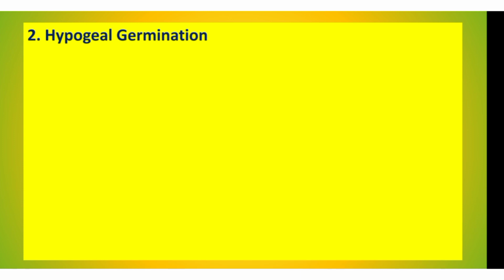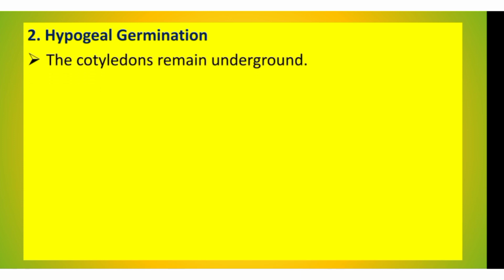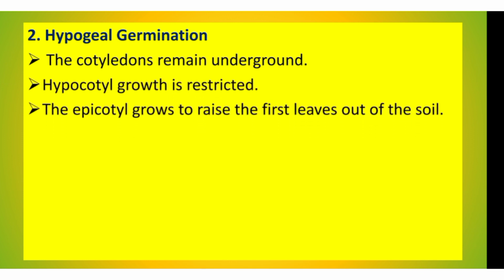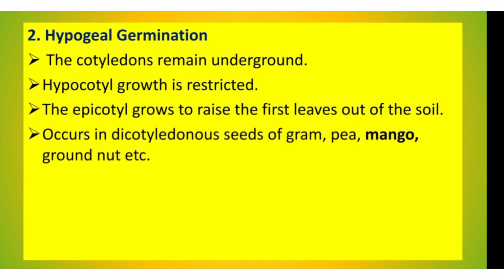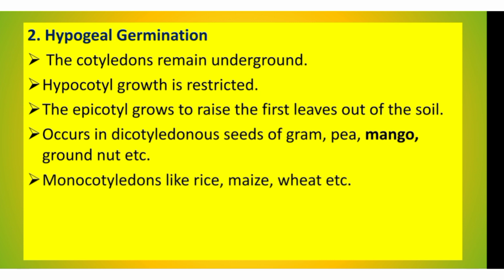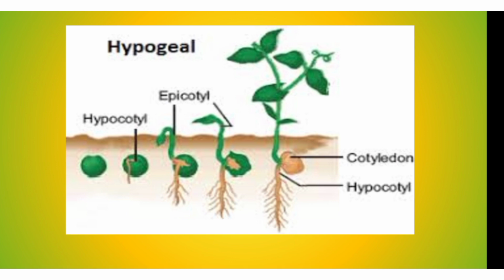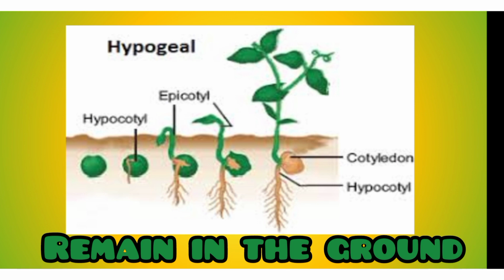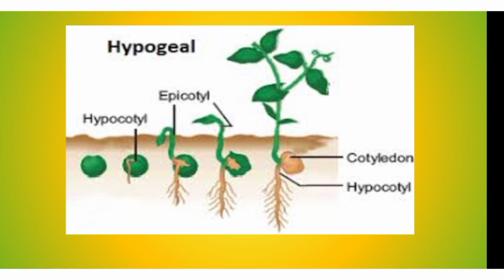So for the hypogeal germination, the cotyledons remain underground. Hypocotyl growth is restricted. The epicotyl grows to raise the first leaves out of the soil. It occurs in dicotyledonous seeds of gram, pea, mango, groundnut, and others, and monocotyledons like rice, maize, wheat, and others. So this is the example of hypogeal germination in which the cotyledons remain in the ground, unlike epigeal.